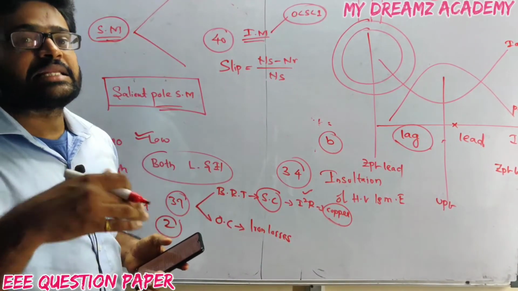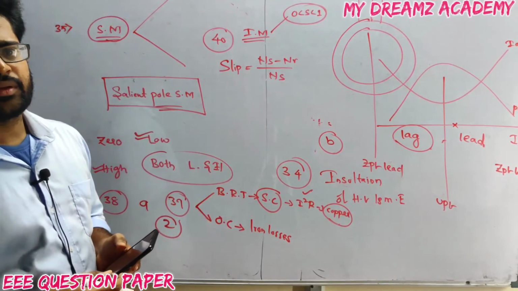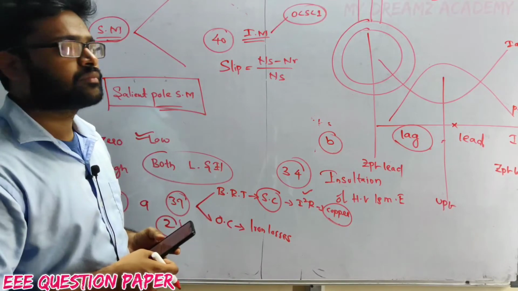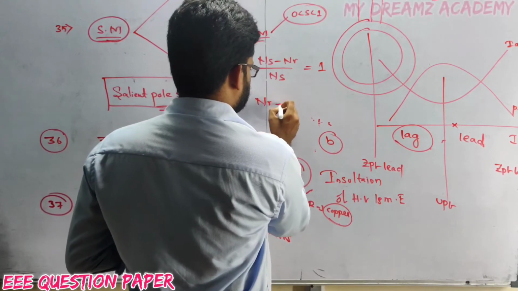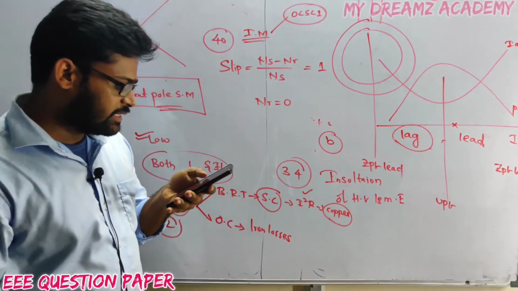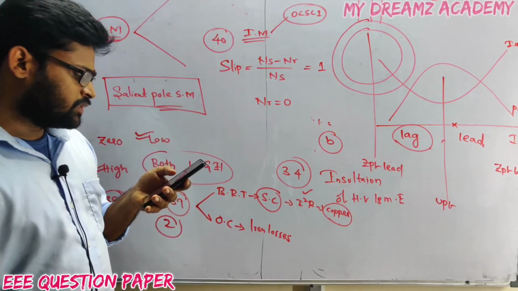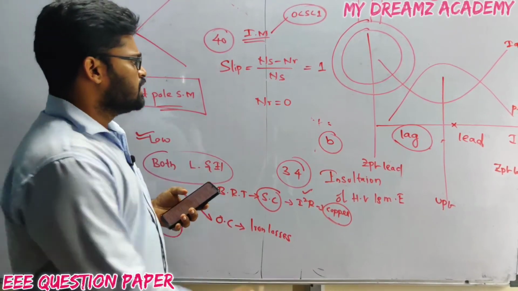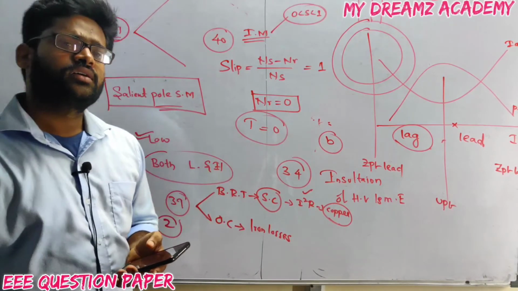Here the question is, the slip is infinite. Generally the slip will not be infinite. What is the maximum value of the slip? That is 1. So if the slip is equal to 1, the meaning is nr value is equal to 0. Now I will read the options. At infinite slip, that is nothing but slip equal to 1, the torque of a 3-phase induction motor is small, 0, high, very high. There is no speed, then what is the torque? 0. Torque is also 0.